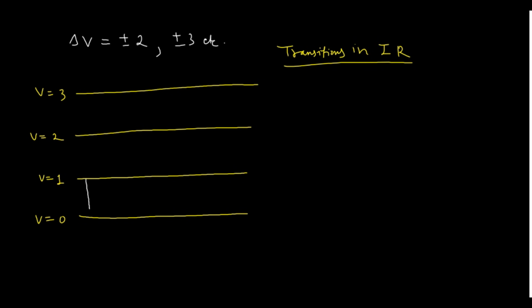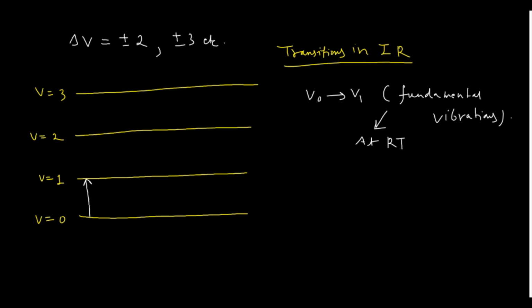When molecules change their vibrational level from 0 to 1, it is the fundamental vibration. So V0 to V1 is basically the fundamental vibration. These fundamental vibrations are always observed at room temperature. That means when you record your spectra at room temperature, you will always find the fundamental band. And for this, del V equals plus minus 1, as I have explained.